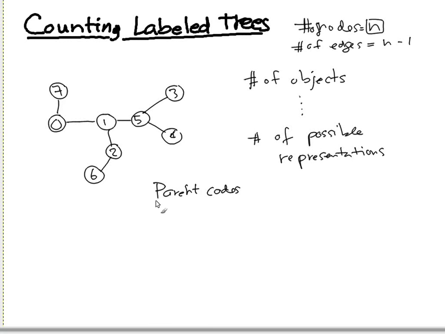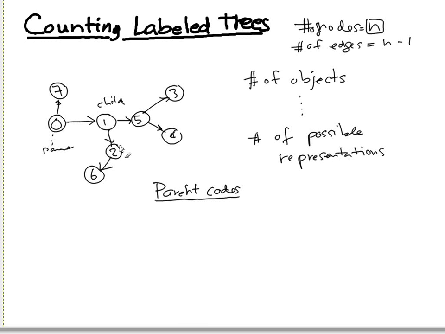Some of the examples are that we can encode any label tree with the parent code. That is, we root the tree at node 0, and after the tree is rooted, edges have directions, right? We direct every edge going out of node 0, and we call this node a parent and this node a child.